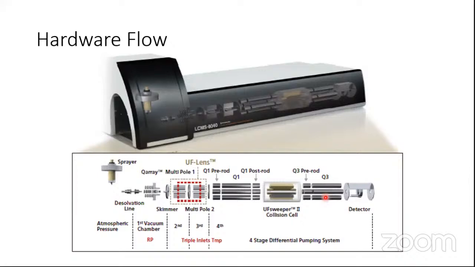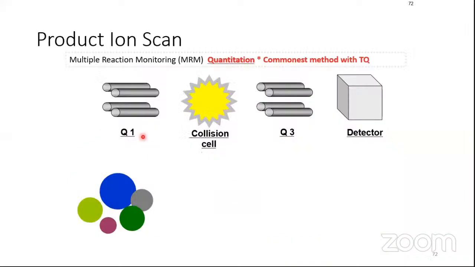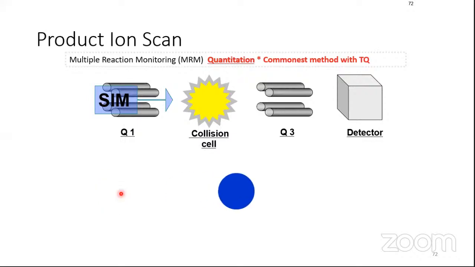I have a Q1, and a number of molecules are coming into Q1. Suppose I want to fragment this ion. So what I will do is select Q1 in SIM mode, single ion monitoring mode. So I only select this ion, and I have removed all other ions. This ion comes in, gets into the collision cell and will fragment.